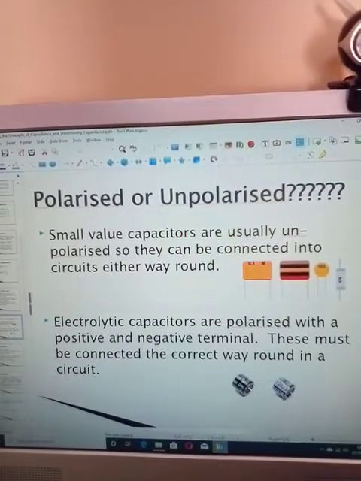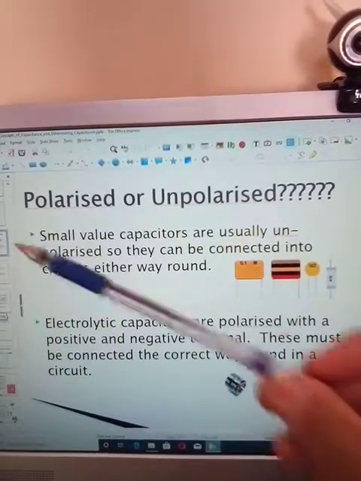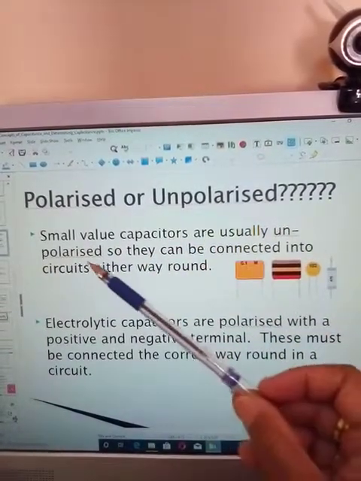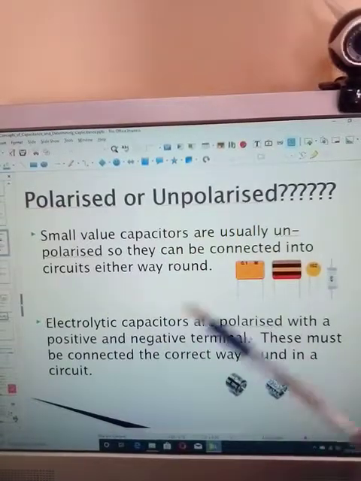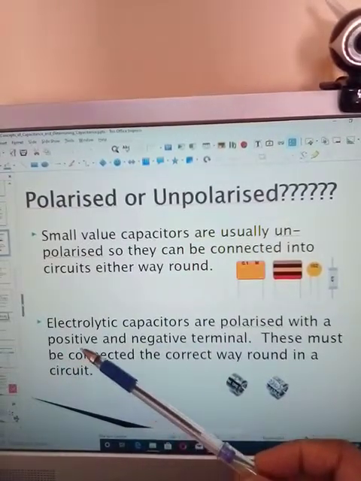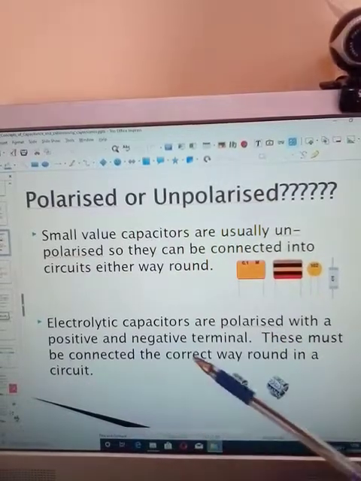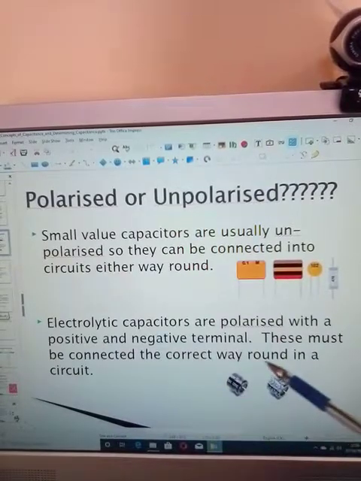Now, polarized or unpolarized. Small value capacitors are usually unpolarized, so they can be connected into circuits either way round. Electrolytic capacitors are polarized with a positive and negative terminal. These must be connected the correct way round in a circuit.